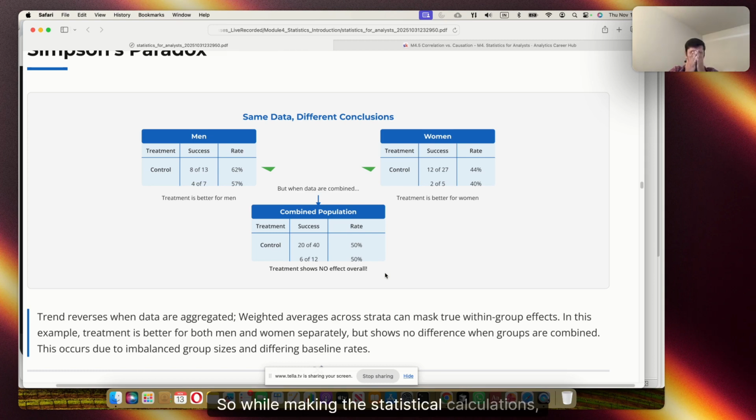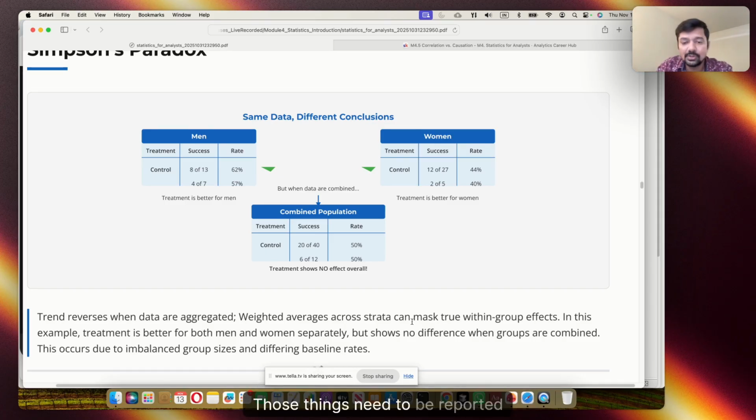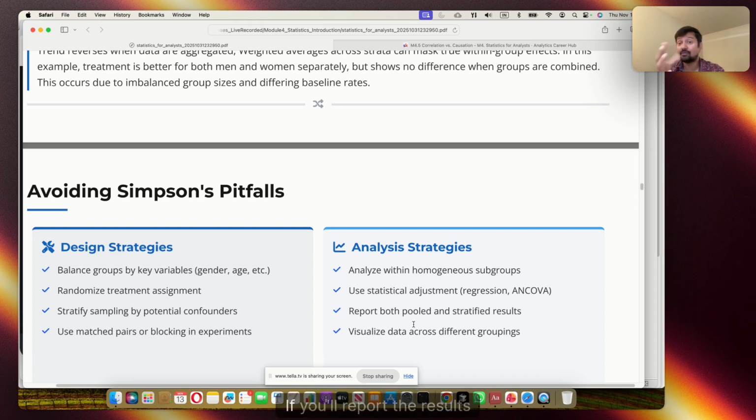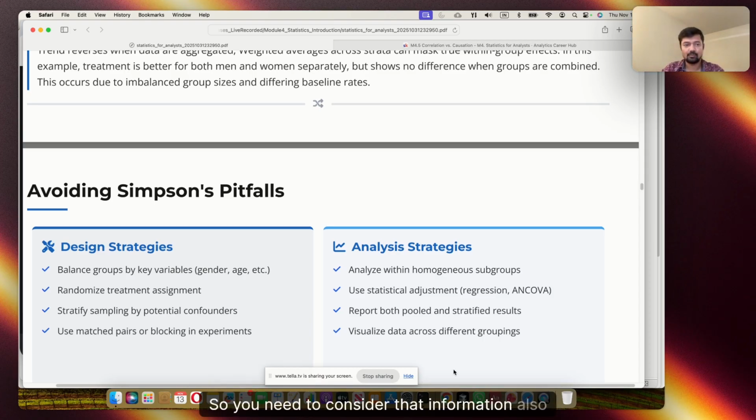So while making the statistical calculations and reports, you need to report the data. Either you are doing the calculation in separate categories, like in men, you need to report it like this: the success rate in men is this, which is statistically significant. The success rate in women is this, which shows whether the treatment is better for women or not. Or you are comparing the success rate all together, not stratifying them into different groups. Those things need to be reported. And vice versa, if you report the results in any one way without combining the results, it might not reflect the true picture. So you need to consider that information also.